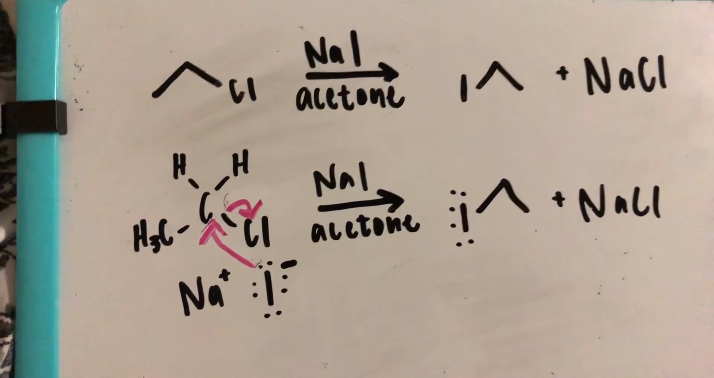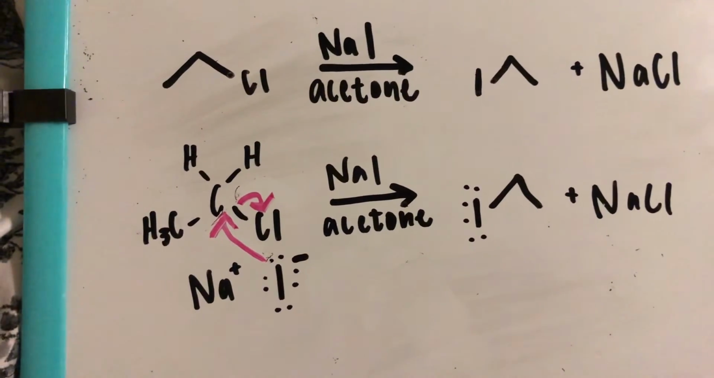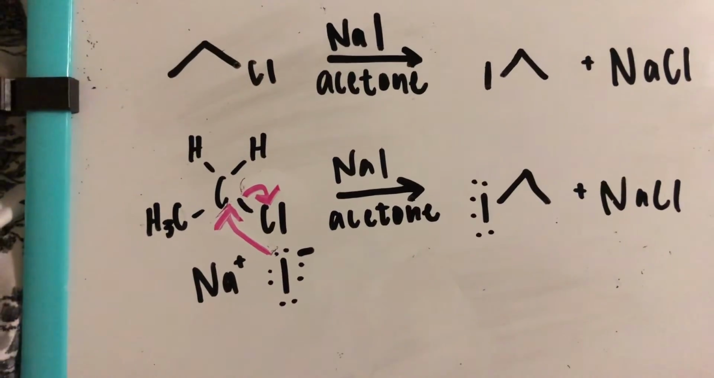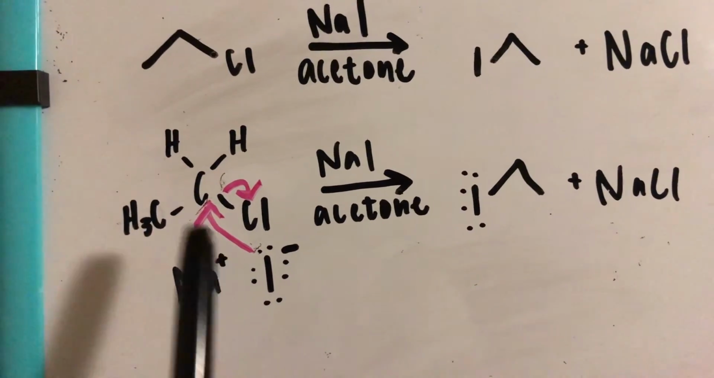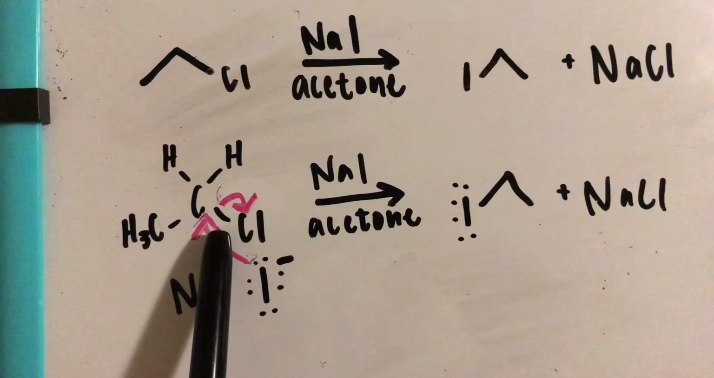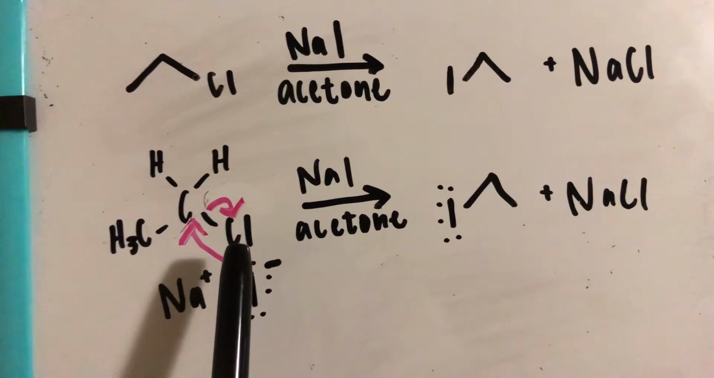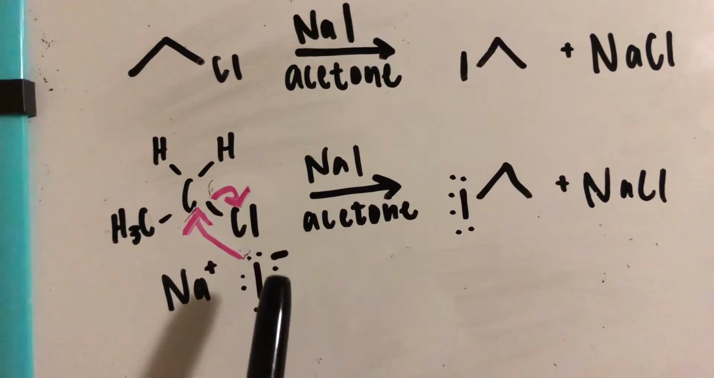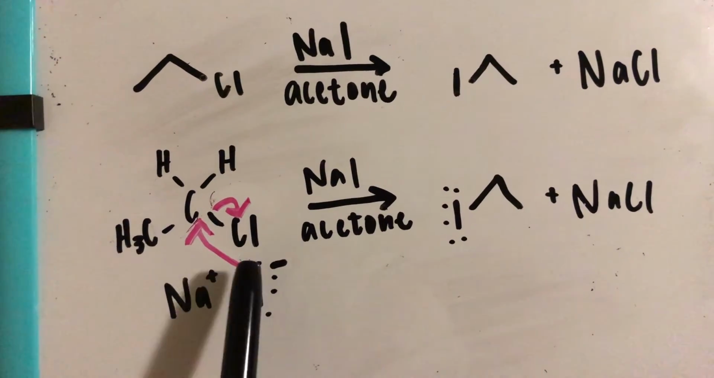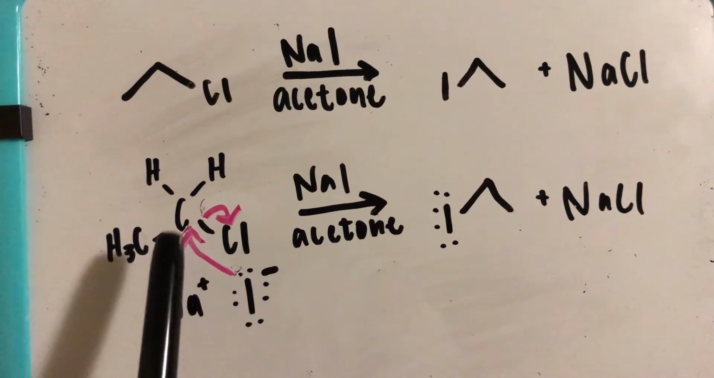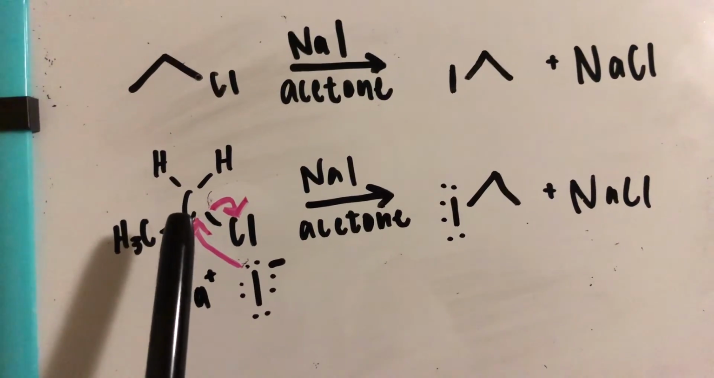Okay, so what I have drawn here is the mechanism for the example that we saw in the PowerPoint. What you'll see is that the bond with the chlorine is breaking, and that bond is going back onto the chlorine and adding an electron pair to the chlorine. And the pair of electrons on the iodine is attacking that carbon.